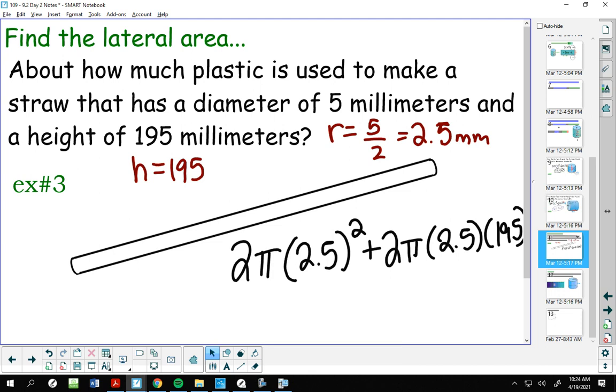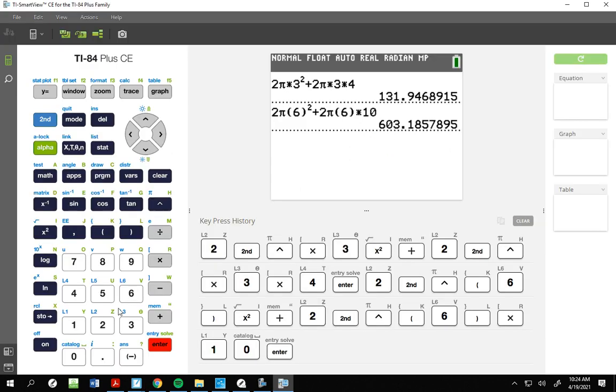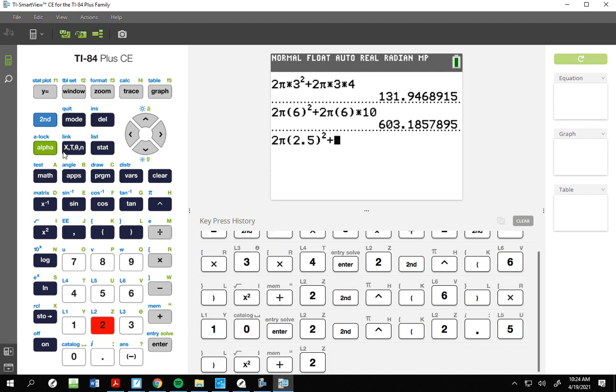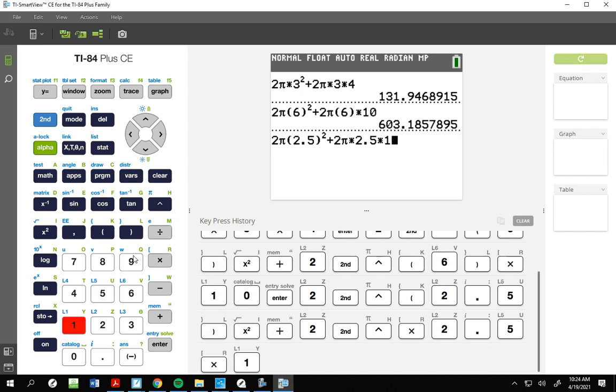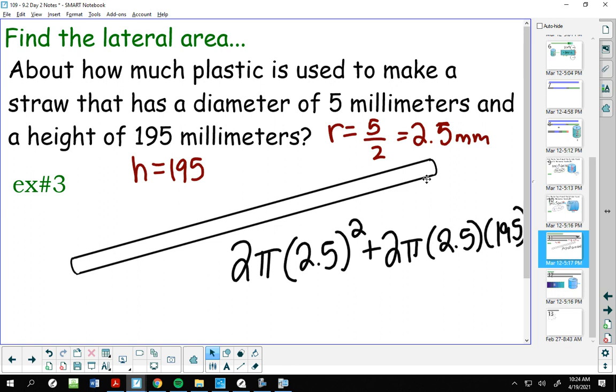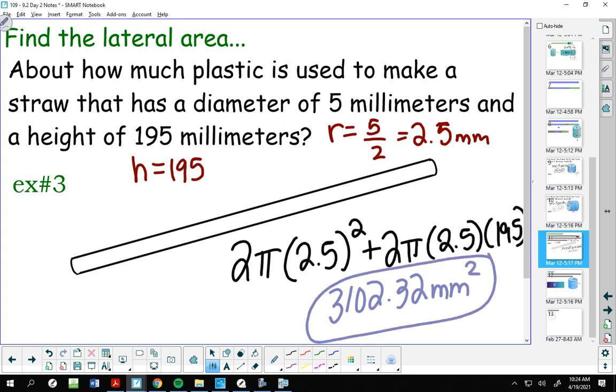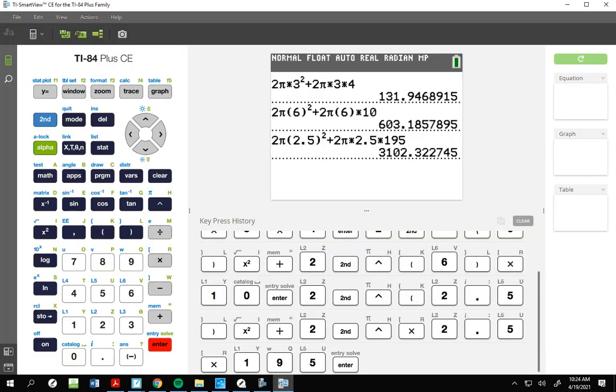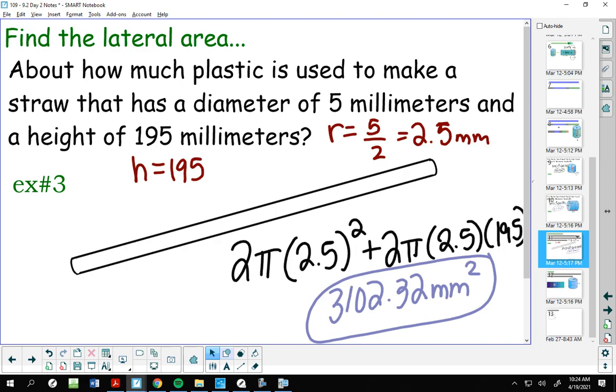So let's type that in our calculator. 2 times pi times 2.5 squared plus 2 times pi times 2.5 times 195. So 3,102.32 millimeters squared. So that's how much plastic they would have to use for the straw.